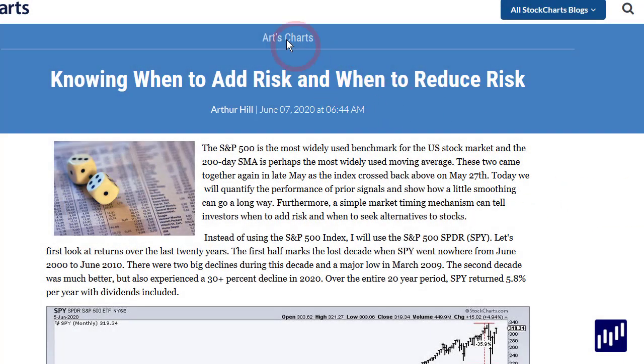So over the weekend on Arch Charts, I put out an article entitled Knowing When to Add Risk and When to Reduce Risk. And I was basing this on a simple moving average crossover. What I want to do today is show you the charts that I used and then show you the back test and show you how a little smoothing can go a long way, and how using a broad market timing mechanism can also help you identify periods when the broader market trend is up, maybe when you want to add risk, and when the broader market trend is down, perhaps when you want to reduce risk.